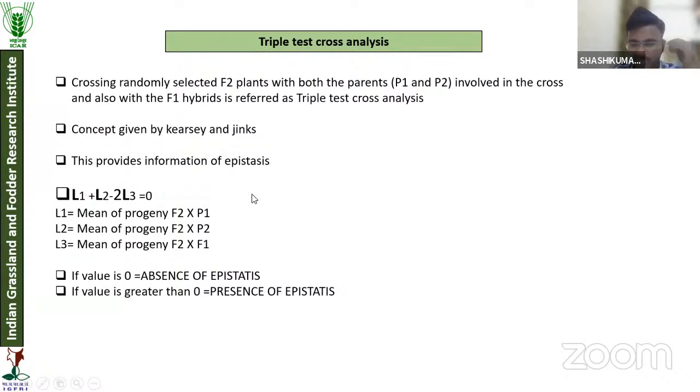Here epistasis is measured using the formula L1 plus L2 minus 2 L3 is equal to 0. L1 means the mean of the progeny of F2 into P1, L2 means the mean of the progeny of F2 into P2, and L3 is the mean of the progeny of F2 into F1. After getting this value, you go for a T test or F test. If the value is not significant, then there is an absence of epistasis. If the value is greater than zero and it is significant, then there is a presence of epistasis for the trait of interest.